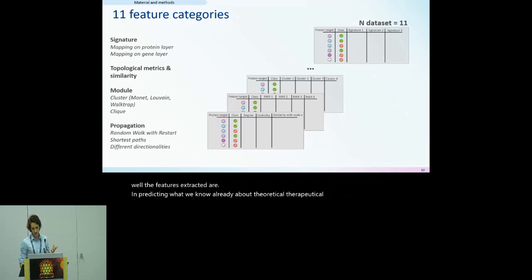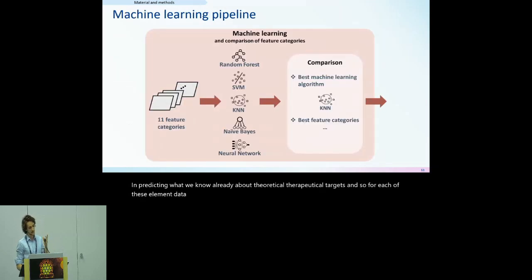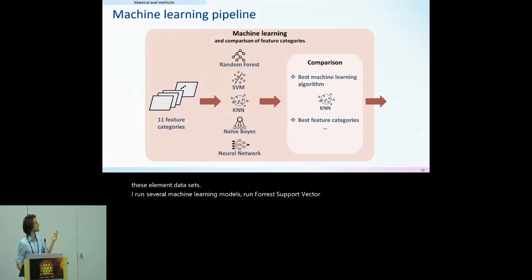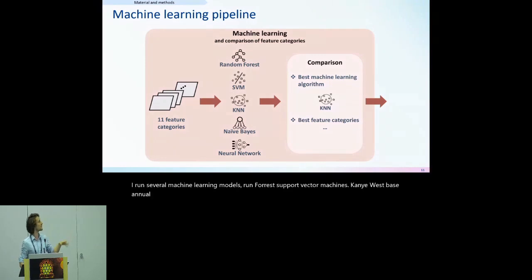And so for each of these 11 data sets, I run several machine learning models: random forests, support vector machines, k-nearest neighbors, naive Bayes, and neural networks. I fine-tune them through several cross-validations in order to find the best machine learning algorithm, but also how these different features are useful in predicting known therapeutic targets.